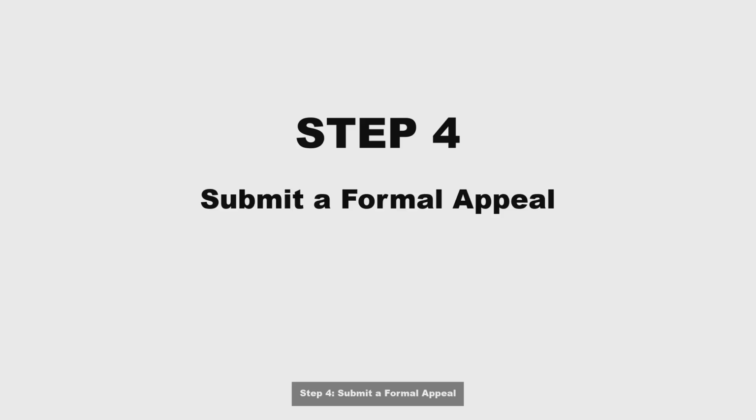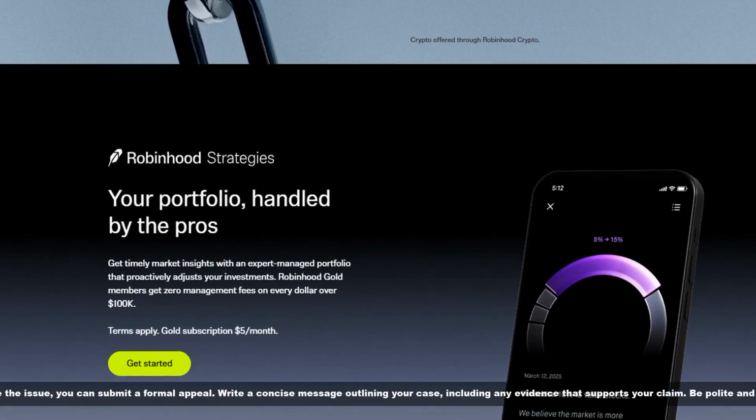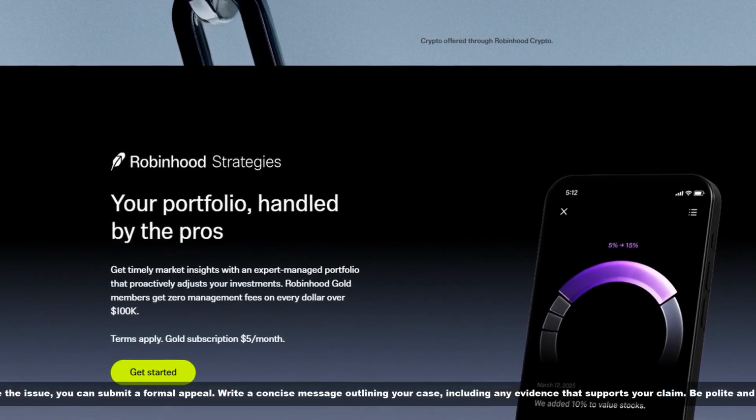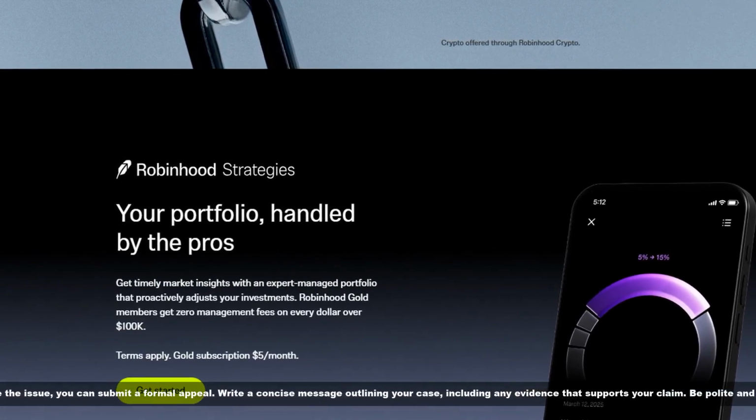Step 4. Submit a formal appeal. If customer support does not resolve the issue, you can submit a formal appeal. Write a concise message outlining your case, including any evidence that supports your claim. Be polite and professional in your communication.